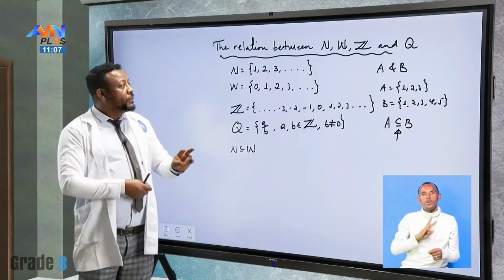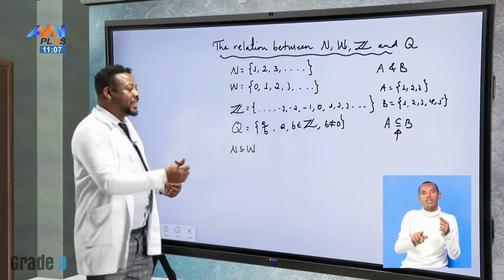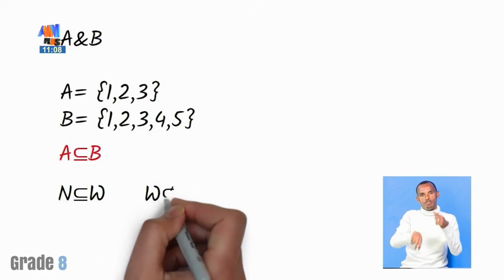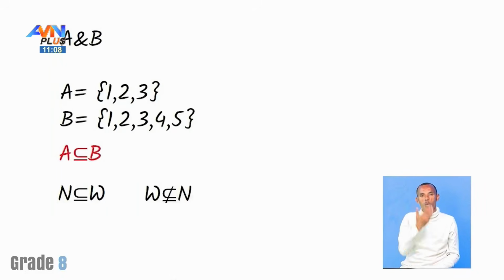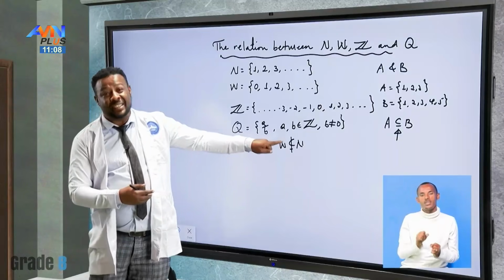You have to be very careful. We cannot say that W is a subset of N. You cannot say this. Why? Can you guess why we can't say the set of whole numbers is a subset of N?